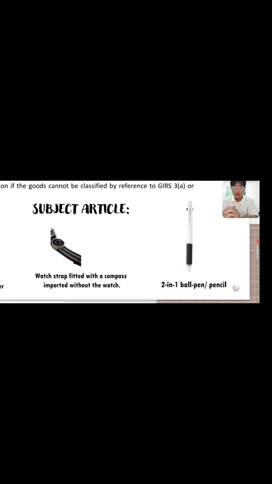GIR 3B cannot be applied to the subject article since both pen and pencil are equally important in the function of this writing instrument, and determining which one among the writing components imparts the essential character of the goods as a whole is impossible. Therefore, applying the provision of GIR 3C, the subject article is classified under the heading that occurs last in numerical order among those considered, which is heading 96.09. As a reminder, GIR 3C is the last criteria of Rule 3 and should only be applied when the provisions of GIRs 3A and 3B fail.